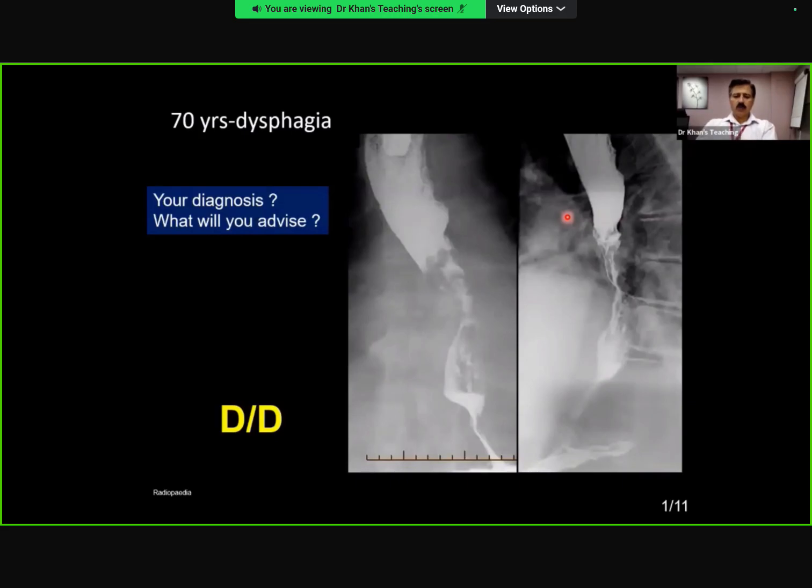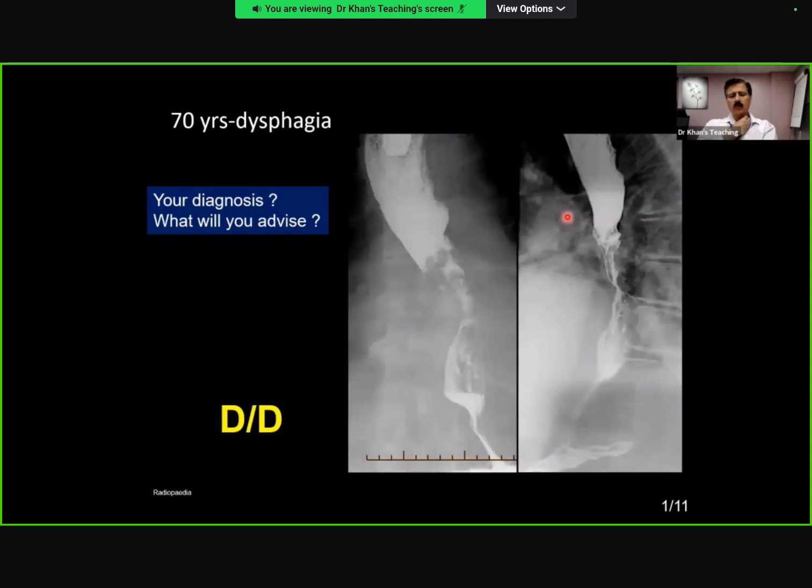Yes, please. Over to you. Can you describe this? Right. These are spot films from a contrast swallow in a 70-year-old patient with dysphagia. What I can see is there is a long segment of narrowing of the esophagus with mucosal irregularity. There is shouldering, which makes it very worrisome for an aggressive lesion, a malignancy. What are you going to do? Well done. I'm stopping you because of time factor.